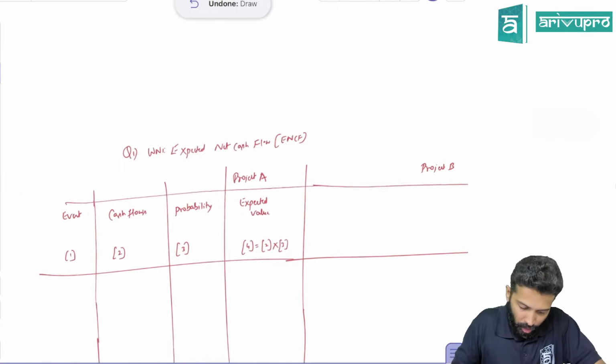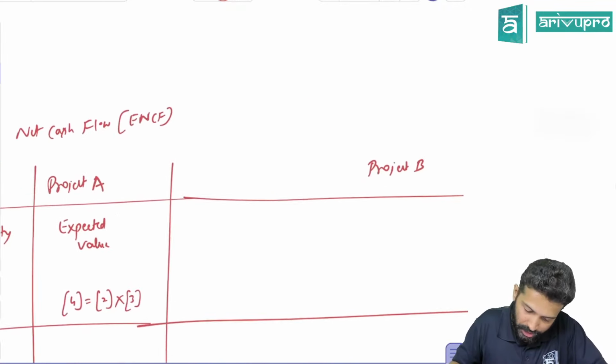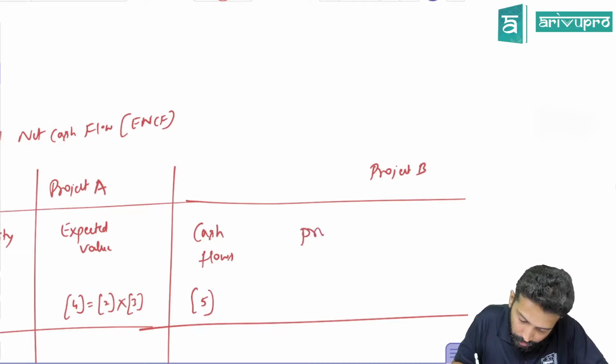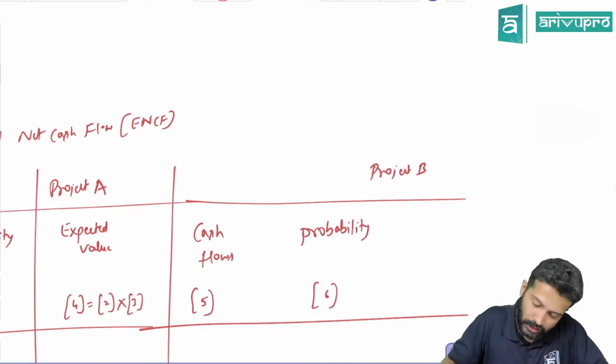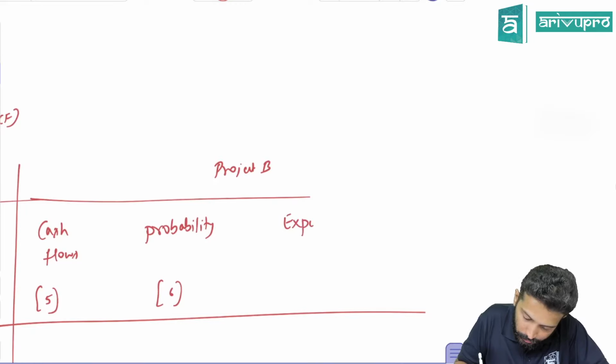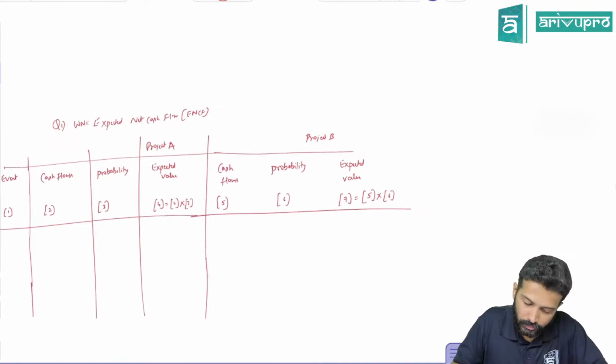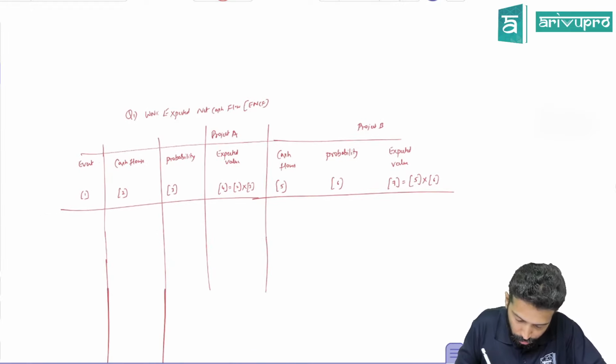All right, same columns for project B: cash flows, this is your column number 5. Then they have given probability, this is your column number 6. And then expected value, this is your column number 7. Column number 7 is given by 5 multiplied by 6. These many columns you need to have in your notebook, guys, if you're copying.